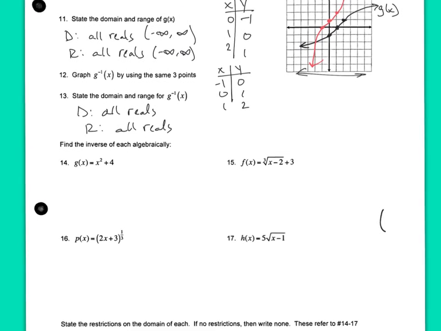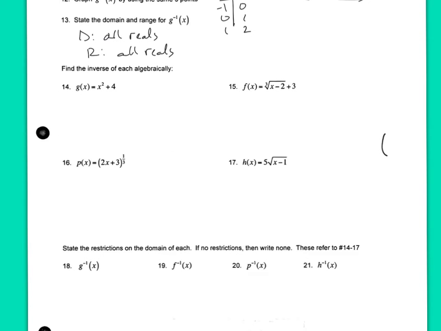Now we're going to do some inverses algebraically. First thing is switch the x and the y. So we have x equals y squared plus 4. We're going to subtract that 4. So we have x minus 4 equals y squared. And when you take the square root, as we know, we want to put the plus or minus in front of that square root. And of course, this is your inverse.